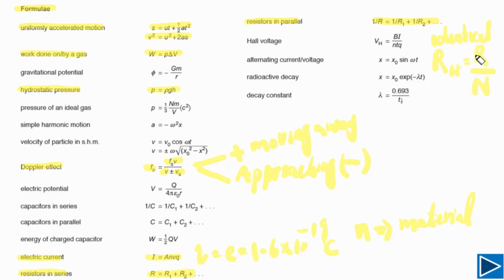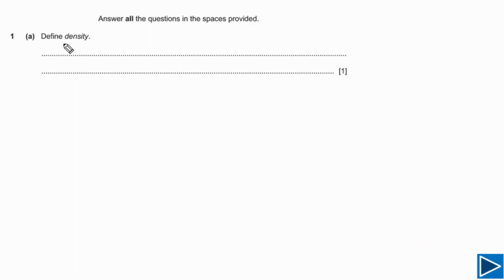So it is very important to understand these formulae, and the rest of the formulae you need to remember for your exam. For question number 1, part A, we need to define density. Very simple question. Density, simply you can define as mass per unit volume. If you write down mass per unit volume, you will get 1 mark. And the mark for that one is a B mark, meaning it has to be in your answer.